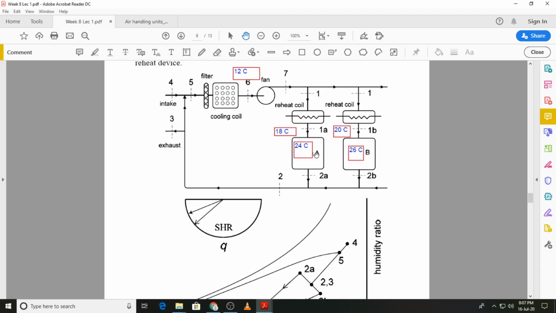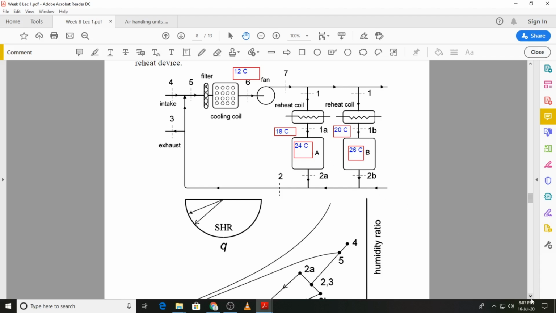On the other hand, if the load decreases, this temperature will start to drop. That means we will have to supply the air at a higher temperature. So we will add reheat in the coil, and then again we will balance the load variation in the zone.